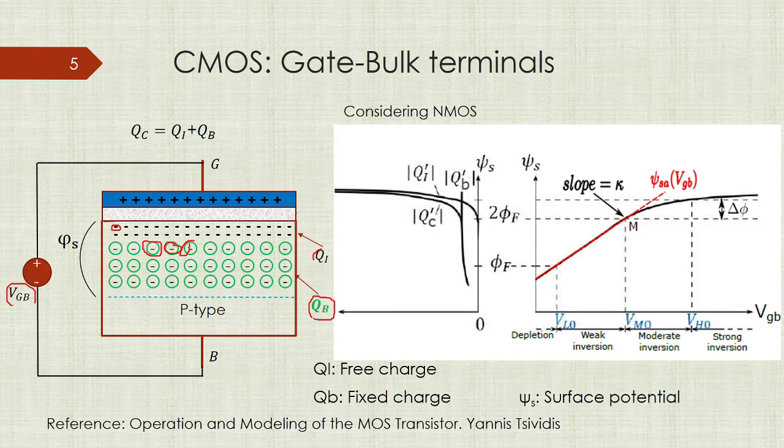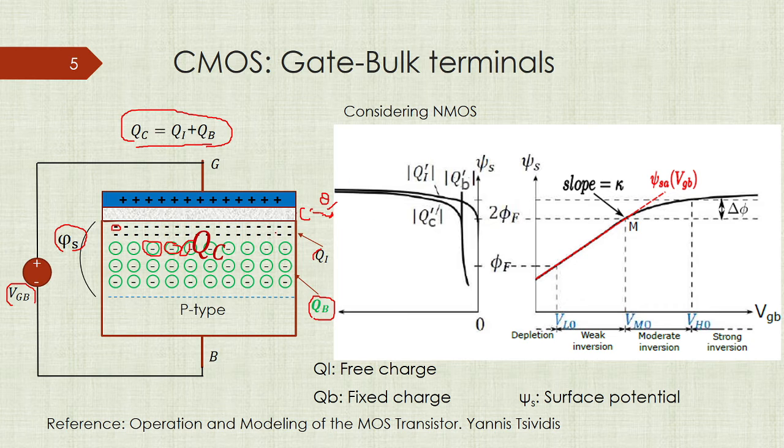The total charge in the substrate or in the bulk will be Qc, which is, as you see here, Qi plus Qb. Then we have one first equation that relates the charge. In the oxide we have a relationship of the capacitance equal to charge over voltage, and we have also the surface potential.